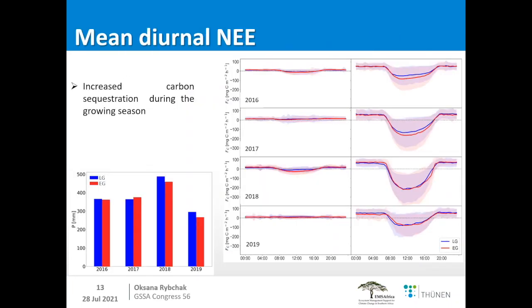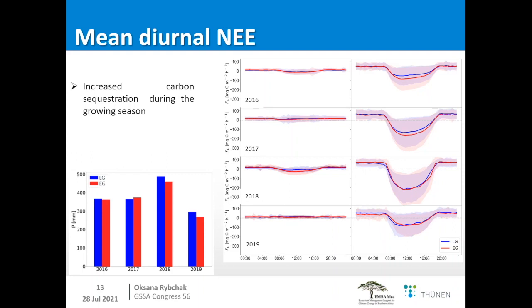Here we can see mean diurnal net ecosystem exchange throughout the 4 years of the measurement period, divided by growing and dry seasons. The growing season here we consider from January to May. As we can see, during the dry season, ecosystems stay mostly inactive. Everything was close to zero, but still we can notice some small carbon uptake peaks during the daytime. While during the growing season, we observe increased carbon sequestration.